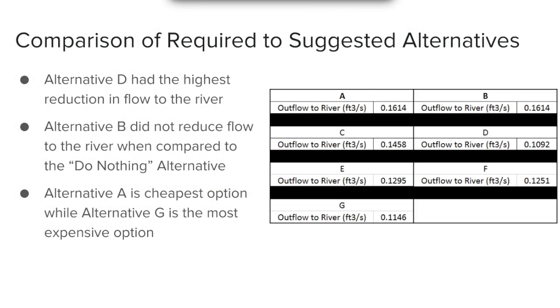On the right of this slide, we can see the comparison between all the alternatives, A through G. We can see that alternative D had the highest reduction in flow to the river at 0.1092 feet cubed per second, whereas alternative B had the least reduction of flow and actually did not improve over our do-nothing alternative. And alternative A actually is the cheapest option, while alternative G, possibly, is the most expensive option, since we are adding in wells, walls, and pumps to these options over alternative A, which we are adding nothing.